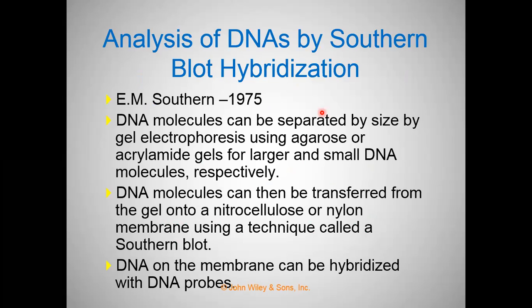Analysis of DNA by Southern hybridization, or we can call it Southern blot hybridization. This technique was devised by E. M. Southern in 1975. DNA molecules can be separated by size by gel electrophoresis. Then DNA molecules can be transferred from the gel onto a nitrocellulose membrane, just like the replica plating you studied earlier. Then DNA on the membrane can be hybridized with a DNA probe.